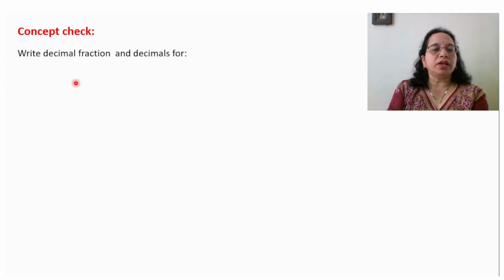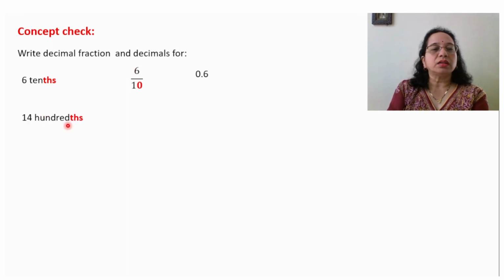Just a concept check. The first one is 6 tenths. How will we write this in fraction? Tenths, th is there. It means this 10 will come in the denominator. So 6 by 10. How to write this in decimal? Only one zero is there. So leave this one number and the decimal will come over here. So 0.6.